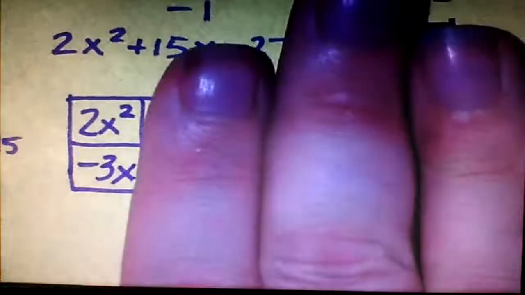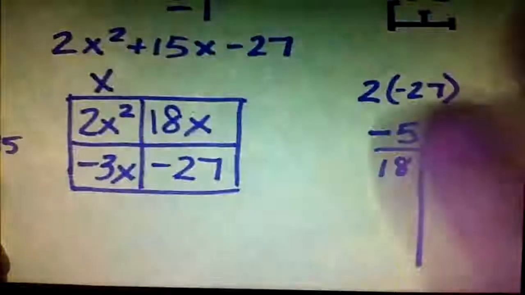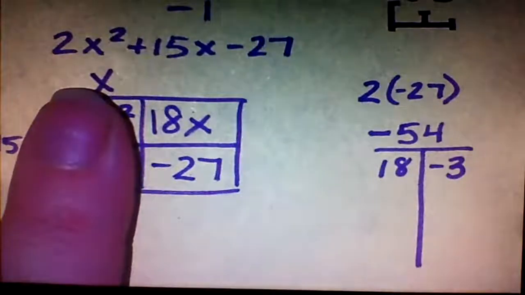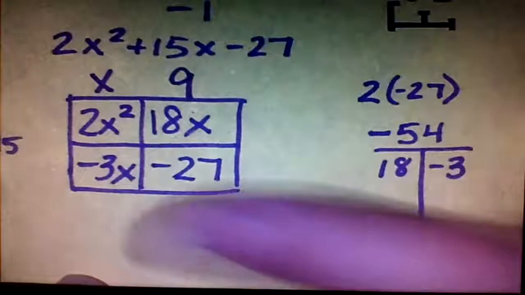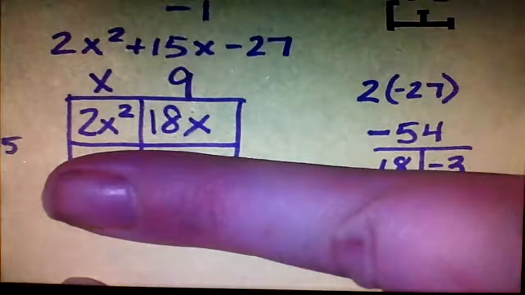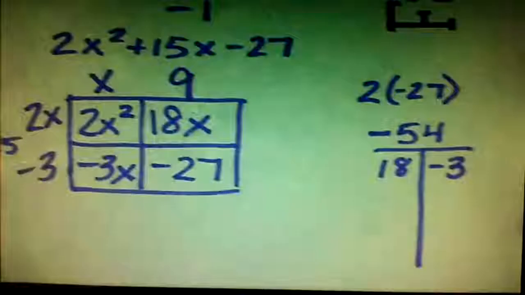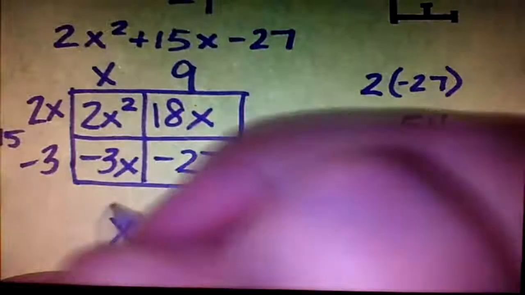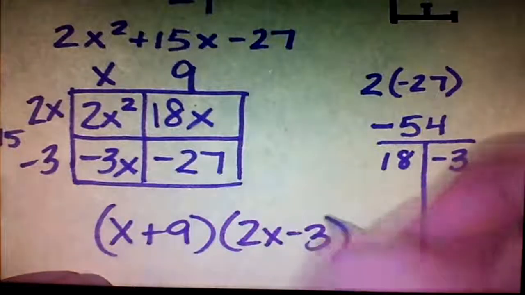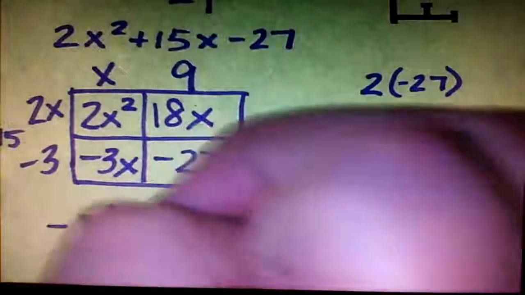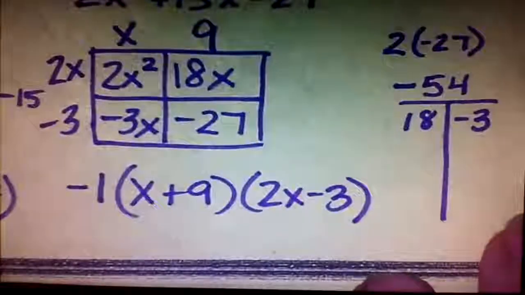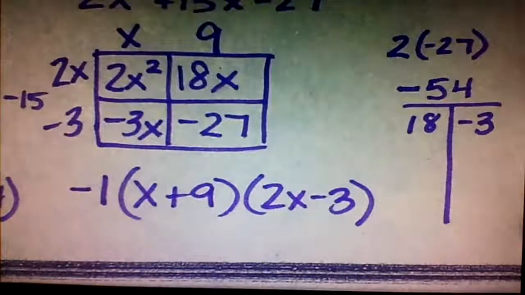So, what does 2x squared and negative 3x share in common? X. What about 18x and negative 27? 9. What about 2x squared and 18x? 2x. And negative 3 and negative 27? Negative 3. So again, x plus 9, 2x minus 3, and don't forget that negative 1. I don't technically have to write that 1. I can just put that negative there, but it has to be there.